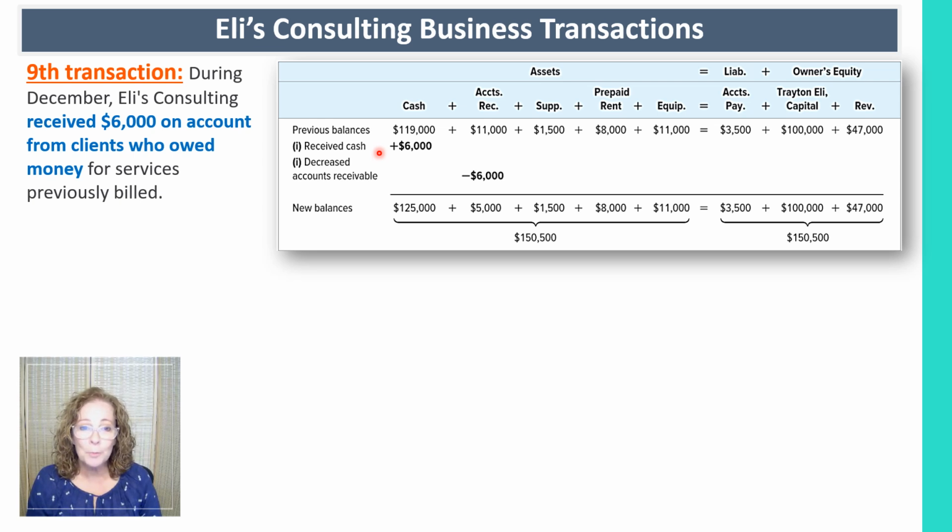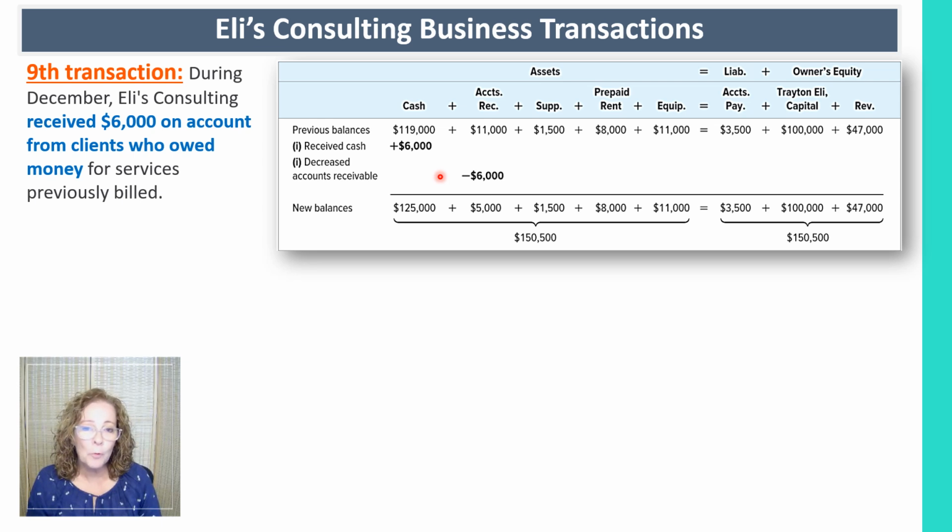For part two, because we always need at least two parts for every transaction we record, we need to record that our accounts receivable have now decreased. Why? Well, the customer paid and they now owe less money to Eli's Consulting. So let's record that by writing minus $6,000 into the accounts receivable column.